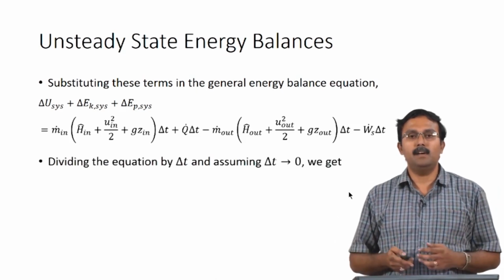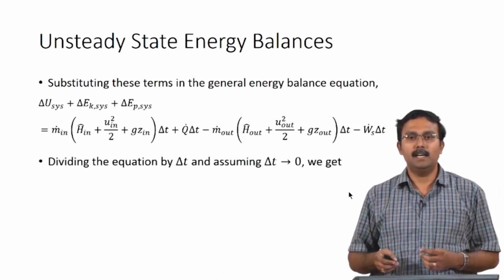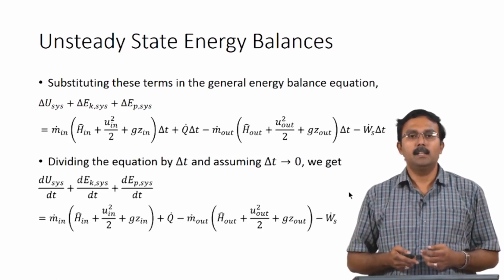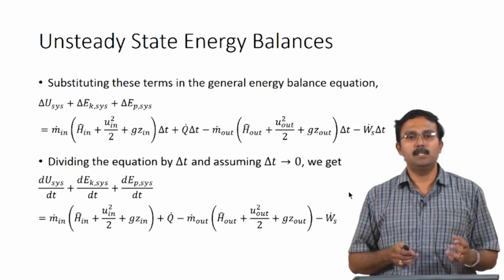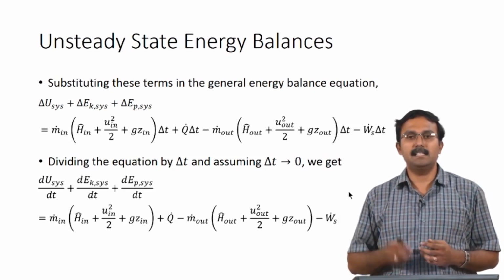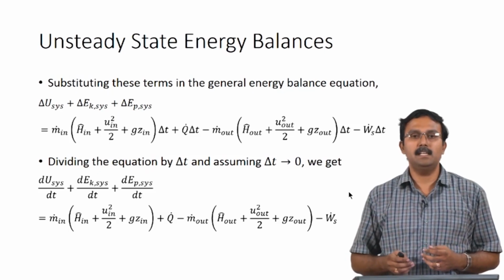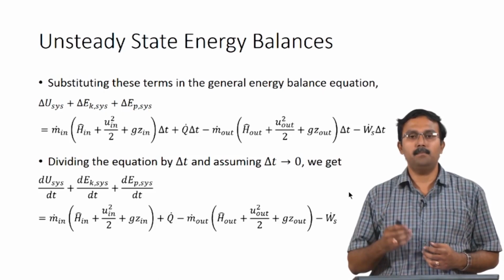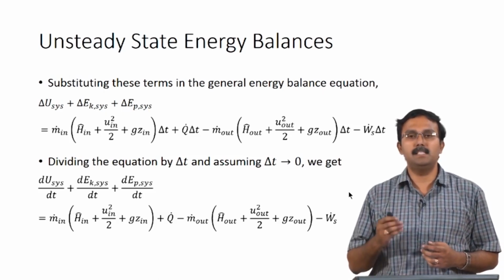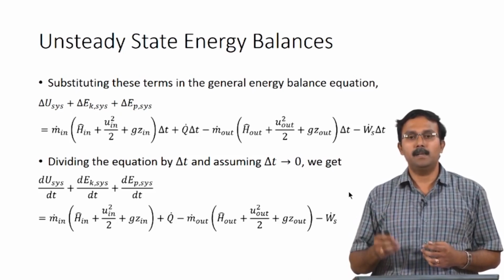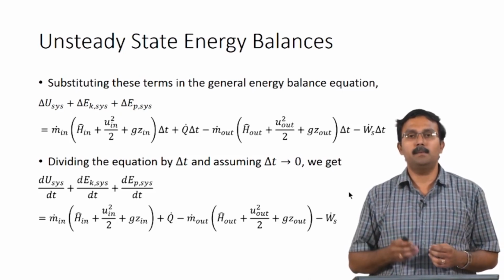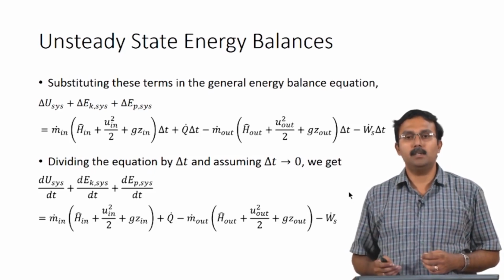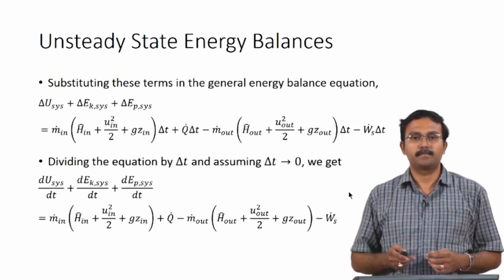If we were to divide this equation by delta t and assume delta t tends to 0 and apply the limits, then you would have dU sys by dt plus dE k sys by dt plus dE p sys by dt equals m dot in times h cap in plus u in squared by 2 plus g z in, plus q dot, minus m dot out times h cap out plus u out squared by 2 plus g z out, minus W s dot.